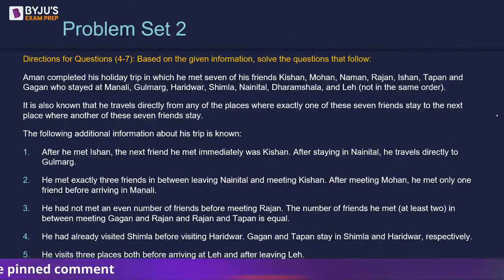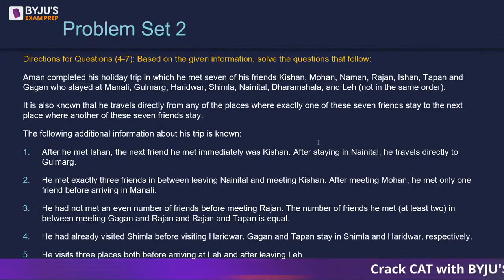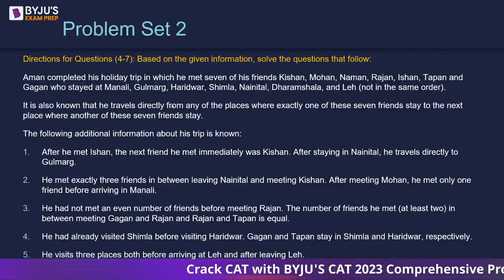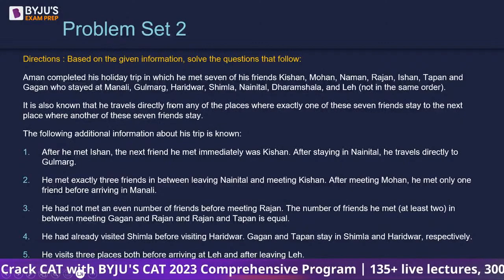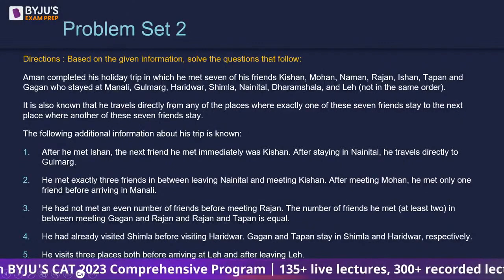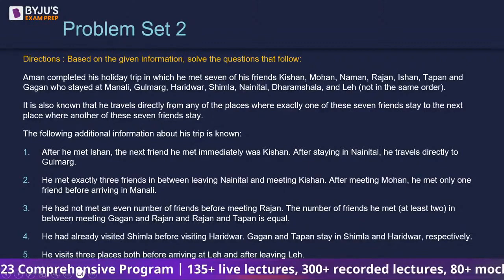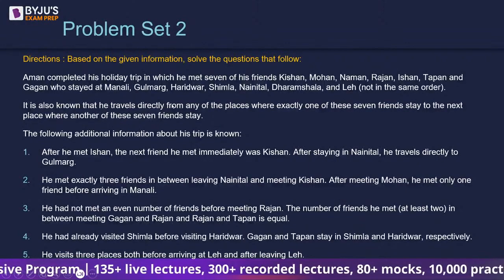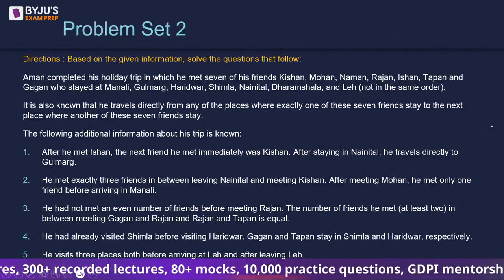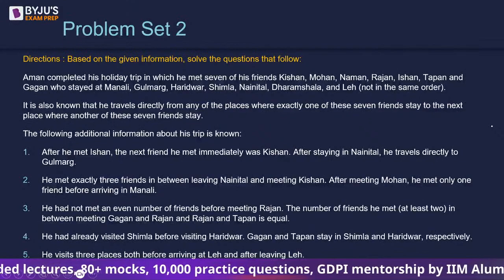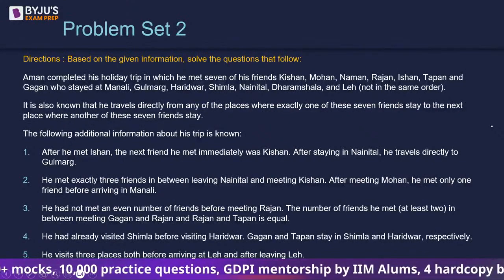Okay, next set. Aman completed his holiday trip in which he met 7 of his friends, M, N, R, I, T, G, who stayed at Manali, Gulmarg, Haridwar, Shimla, Nainital, Dharamshala and Leh, not in the same order. It is also known that he travels directly from any of the places where exactly one of these friends stay to the next place where another of these friends stay.